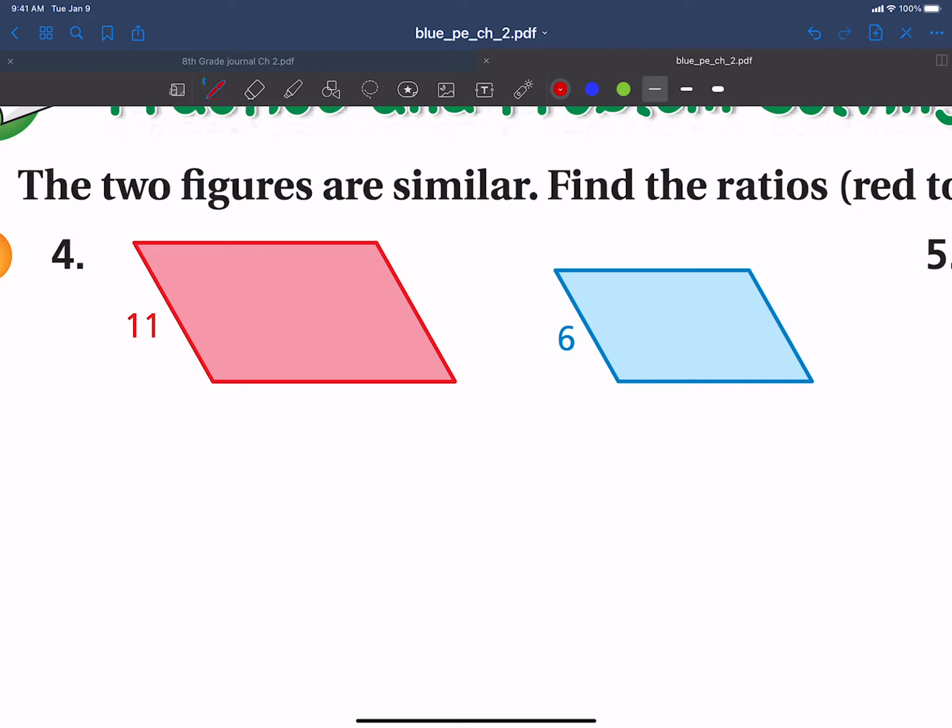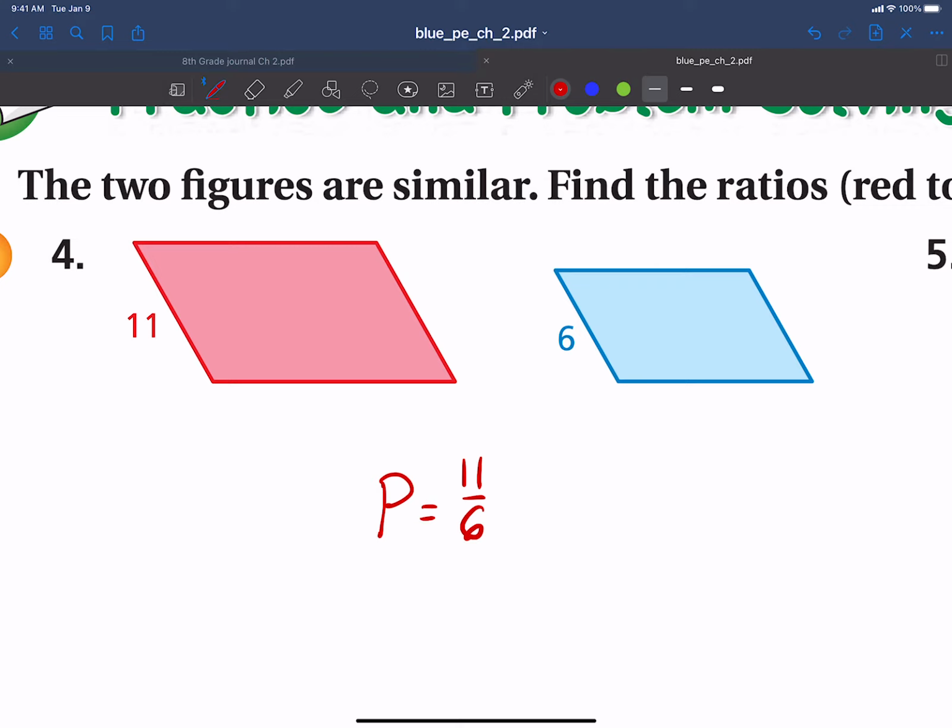What is the ratio, red to blue, of the perimeter? 11 to 6. Does that reduce? No. Guys, don't turn it into a mixed number. Leave it. Just a fraction. Don't make it mixed. I know it's improper, but I don't care. Leave it just like that. That's your answer.